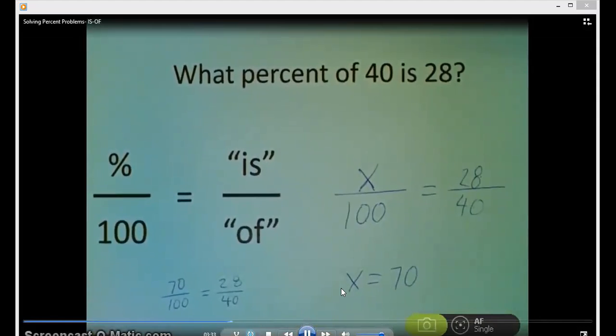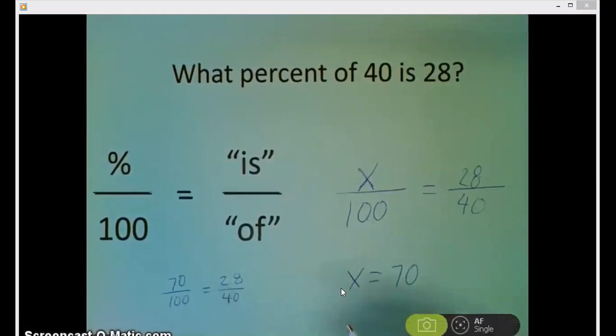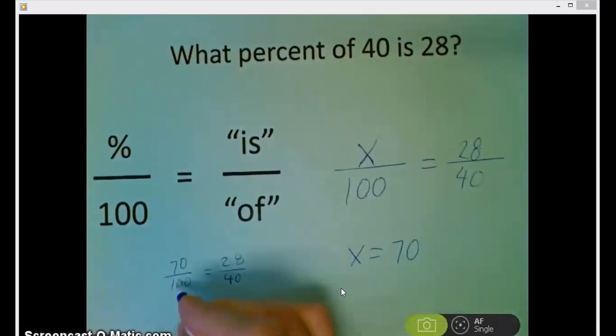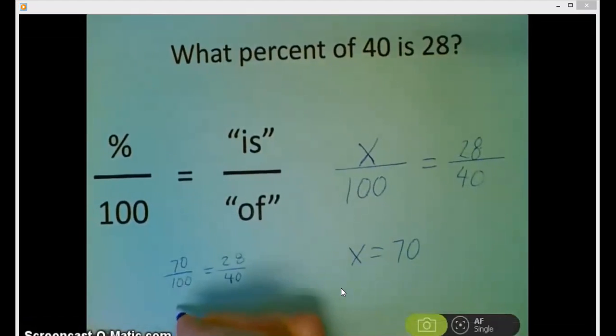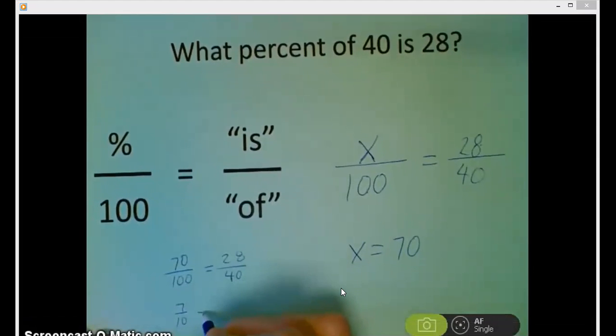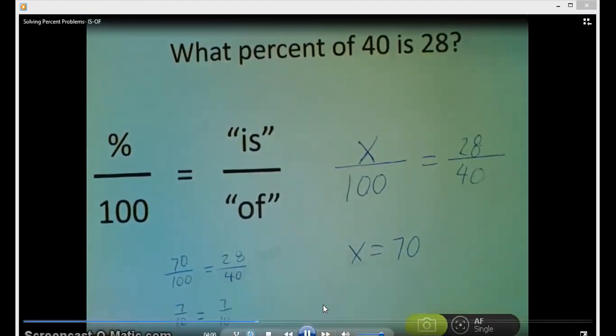Proportions are just equivalent fractions. So one way I can test it is to simplify both of these and see if I have the right numbers. 70 and 100 can both be divided by 10. So that would give me 7 tenths. And 28 and 40 can both be divided by 4. So that would also give me 7 tenths. So I did my math correctly.